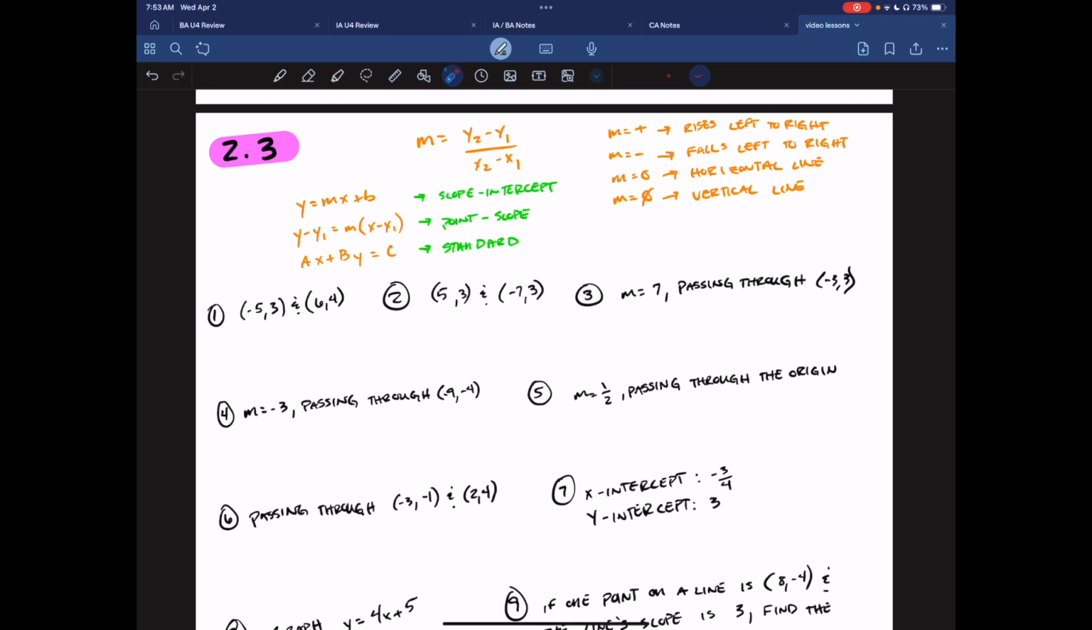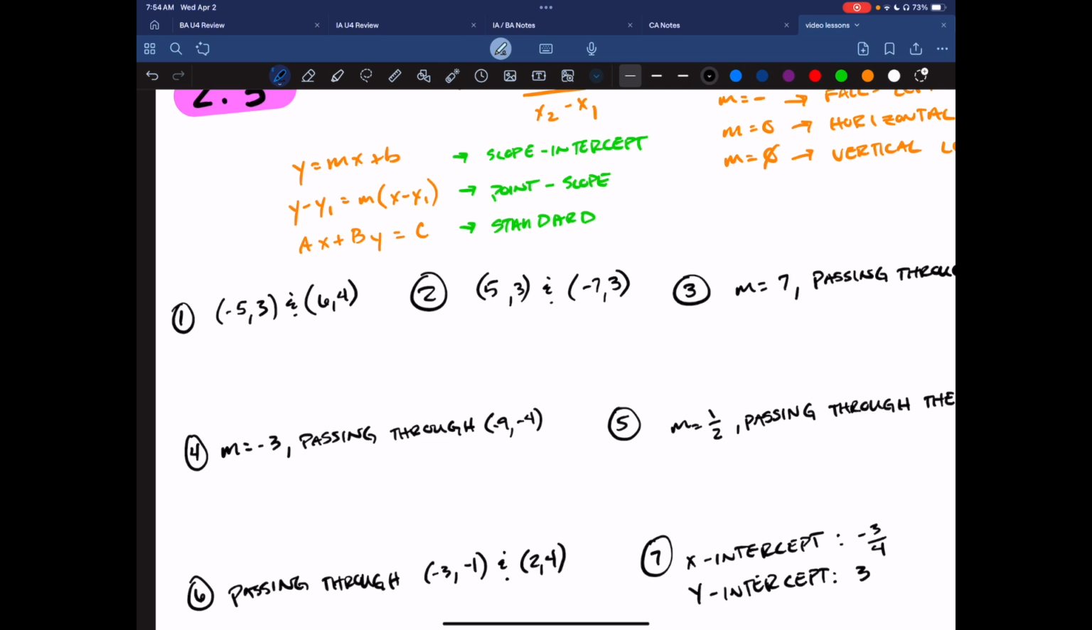Also, when it comes to slope, anytime you read a graph, you read it left to right like a book. All right, so if the slope is positive, it's rising from left to right. If it's negative, it's falling from left to right. If the slope is zero, that means you have a horizontal line. And if it's undefined, then it means you have a vertical line. All right, so that's kind of the semantics of the lesson. Let's get into it.